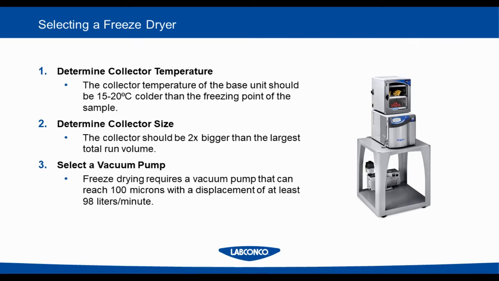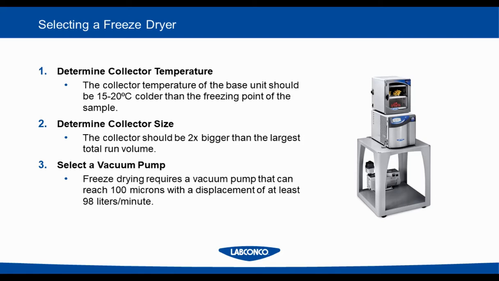Once you determine the types of solvents that will be used with your freeze dryer, you can apply the following criteria to help you select the right unit. Freeze dryers typically come in collector temperatures of -50, -84, and -105 degrees Celsius. Keep in mind that the collector temperature you select should be 15 to 20 degrees colder than the freezing point of your solvent in order to effectively trap those vapors on the collector coil.